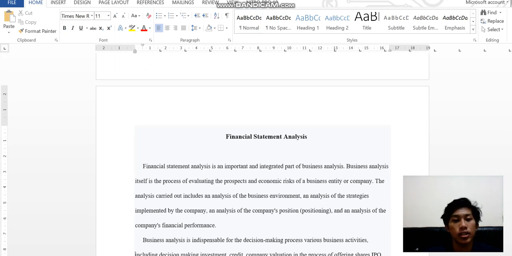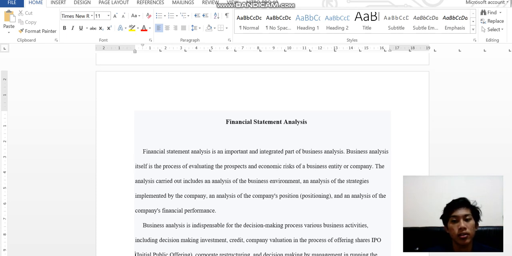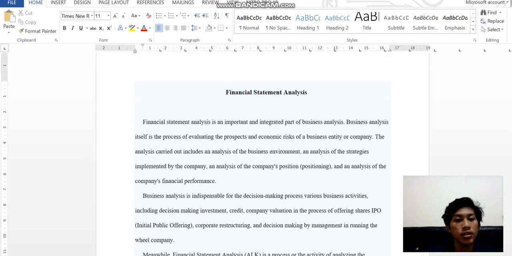Financial statement analysis. Financial statement analysis is an important and integrated part of business analysis. Business analysis itself is the process of evaluating the prospect and economic risks of a business entity or company. The analysis carried out includes an analysis of the business environment, an analysis of the strategies implemented by the company, an analysis of the company's positioning, and an analysis of the company's financial performance.